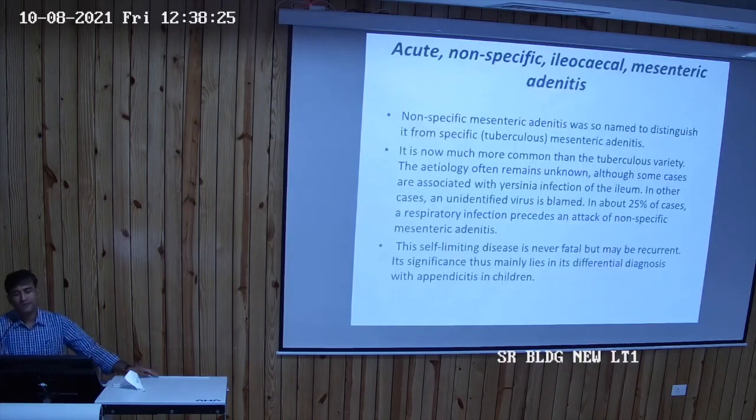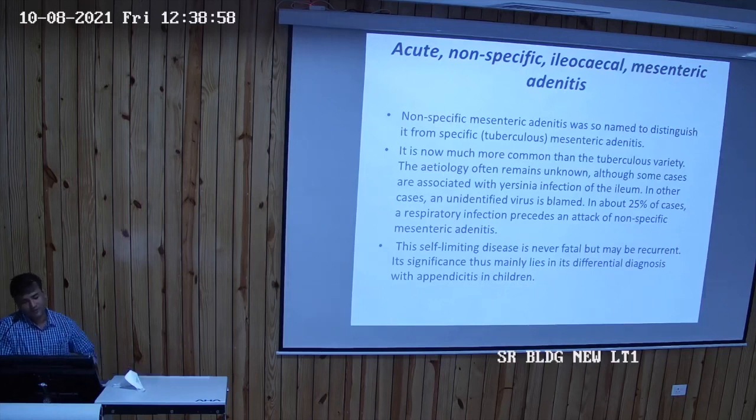Apart from this, the other common condition in the mesentery is mesenteric lymphadenitis. Mesenteric lymphadenitis can be non-specific or tubercular. Acute non-specific lymphadenitis is difficult to distinguish from the tuberculous variety. It is now much more common than the tuberculous variety. The etiology often remains unknown, although some cases are associated with Yersinia infection of the ileum. In other cases, an unidentified virus is blamed.